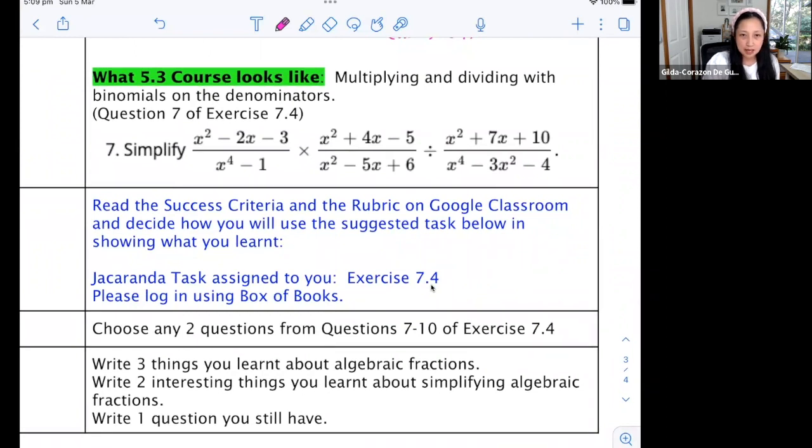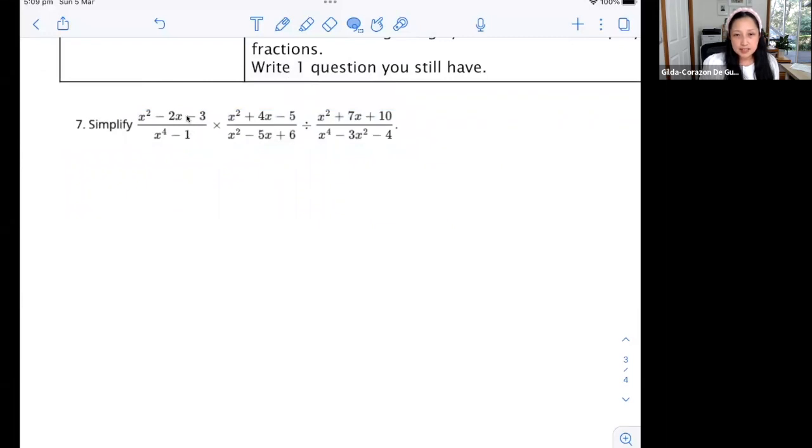Now, you can pause or stop the video now if you don't want to be doing the extending part, which is what 5.3 would look like. So how do we simplify this? We want to firstly factorize x squared minus 2x minus 3. How do we factorize that? We're looking for factors of -3 that when we add, we get -2. So that would be x minus 3, x plus 1, right?